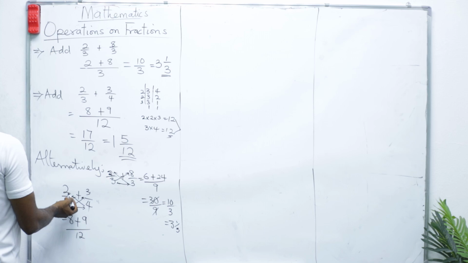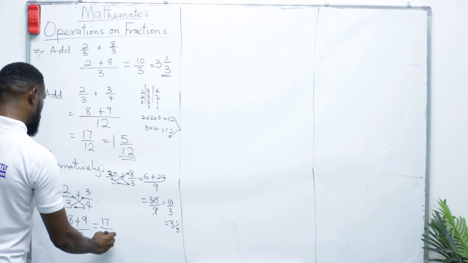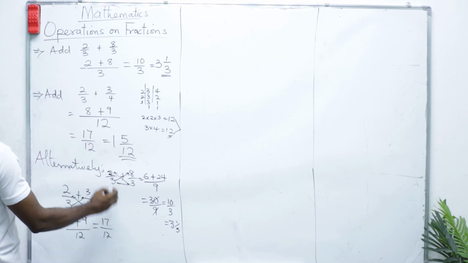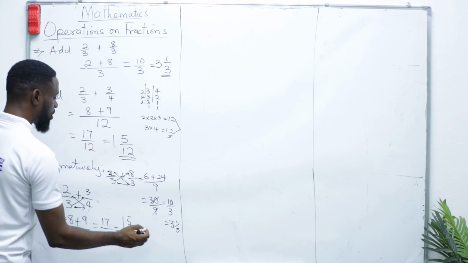This times this is 8, this times this is 9, and okay, so this will be 17 all over 12, which is also the same thing we had here, which will give us 1 whole number 5 over 12. Okay, so that is that.